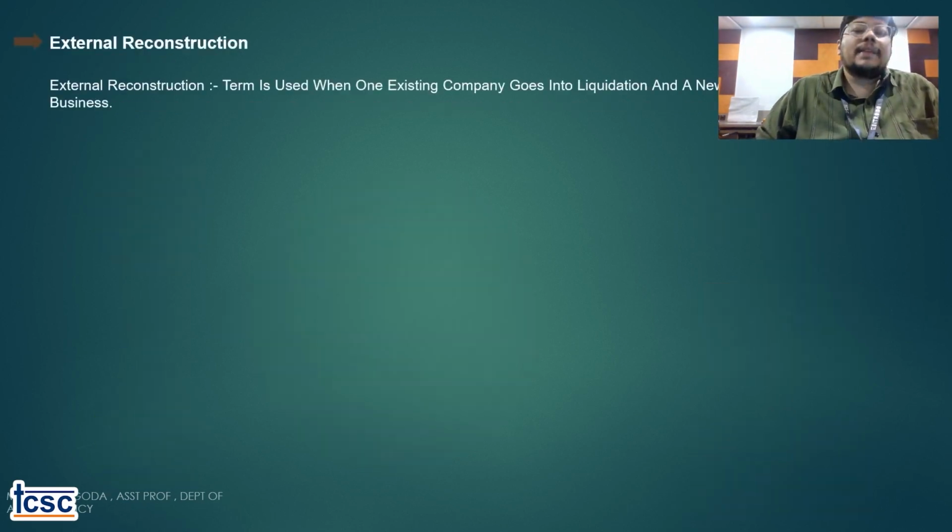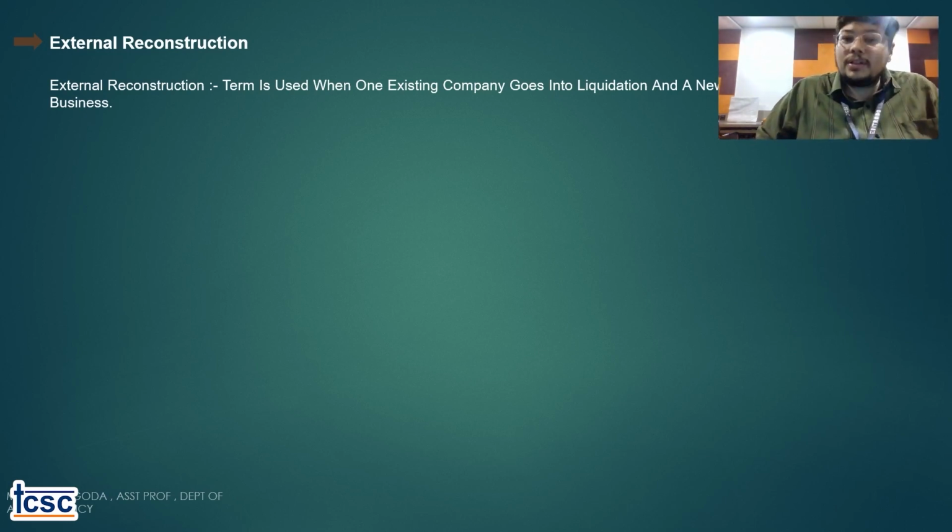Coming towards the third part, which is external reconstruction. Now my dear students, we have already done internal reconstruction in semester 5. Internal reconstruction is nothing but we are going to reconstruct the company internally by bringing down the value of assets which are overvalued, by writing off the losses through a capital reduction scheme.